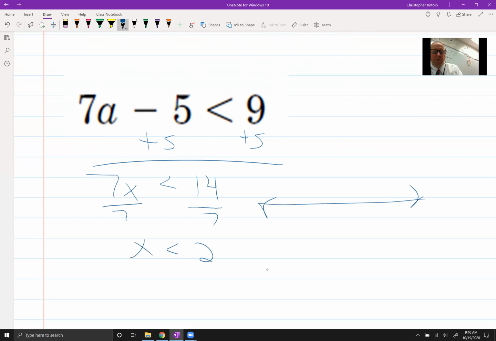All right, so here's where you want to start to take over. So here's 2, open or closed? All right, it can't be equal to, so it has to be an open point. And if x is less than, then we're going to go to the left.